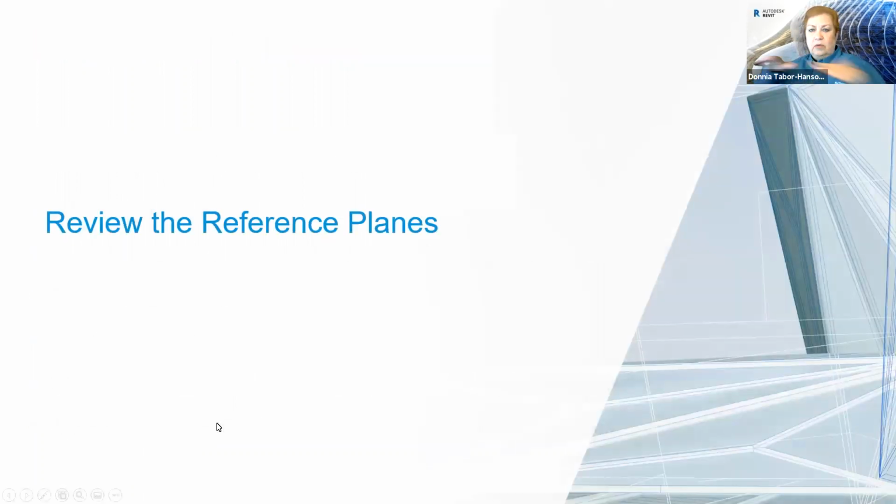So that's a quick review of templates and things you want to go over. Most of those things you're going to find on your Manage tab or else in your Family Types dialog box from the first page of your Revit families.